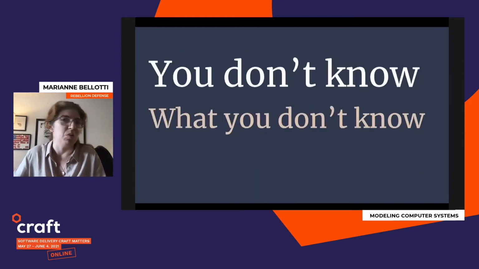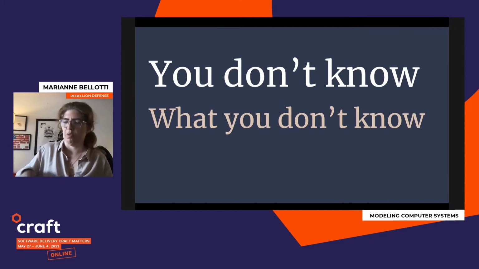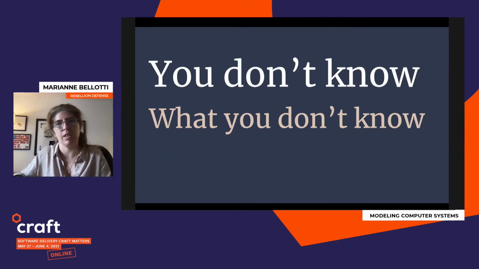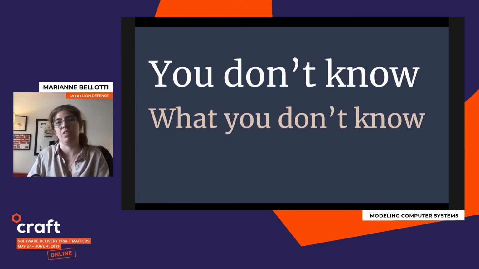Fundamentally, we don't know what we don't know. So what's really great about modeling, and why I encourage people to explore this area, is that before you write any code, it allows you to play around with different concepts and run simulations about how these systems will behave under different conditions. And that gives you a little bit more visibility into that unknown area where there might be problems.